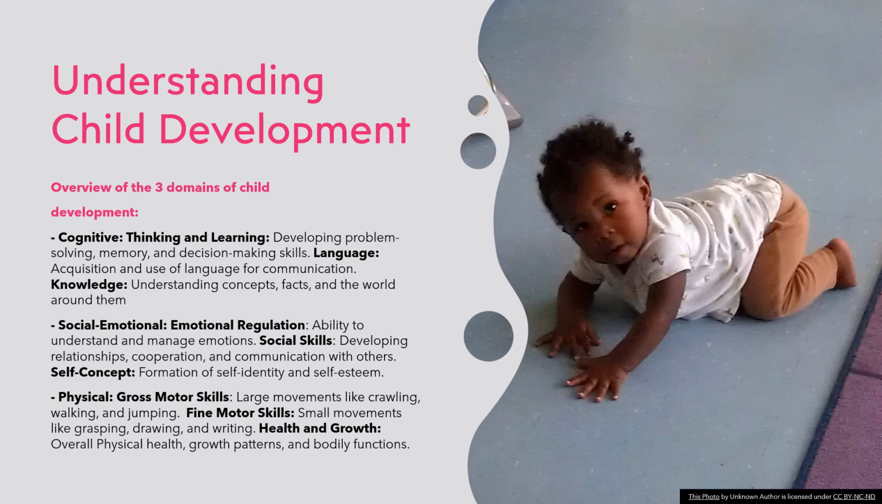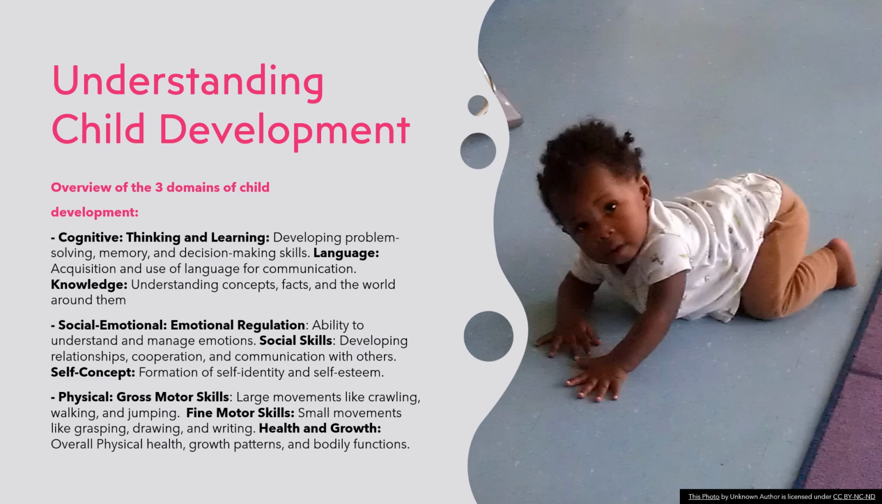Next, we have social emotional, which deals with emotional regulation. So this is the ability to understand and manage emotions. Then we have social learning. Social learning is more of developing relationships, cooperating and communicating with those around them. Then we have self concept, which is the foundation of self identity and self esteem.